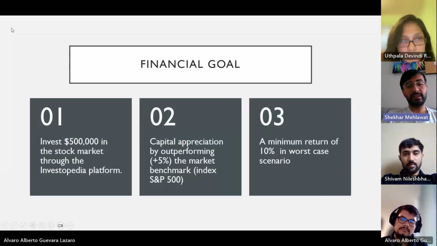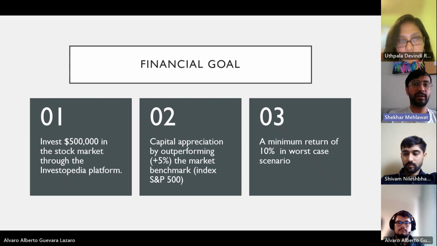What will be our financial goals? We will be investing on the Investopedia platform with hypothetical money of $500,000. Our target goal is to outperform the S&P 500 with a minimum of 5% gain. But in a worst case scenario, we'd like to get a return on investment of around 10%.